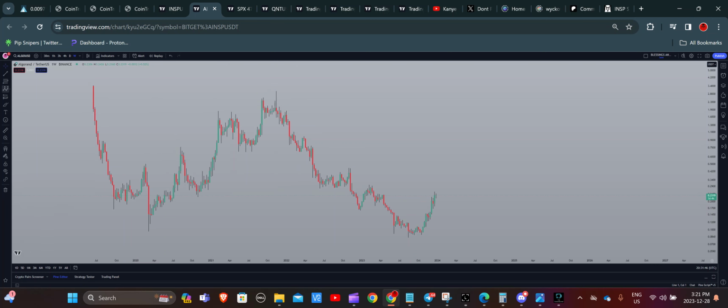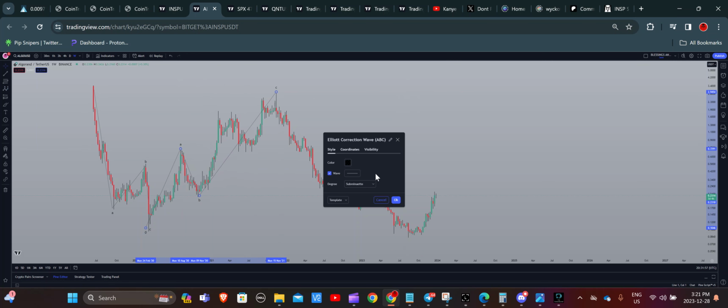Let's do a top-down analysis over here for quant. So what you have over here is an ABC correction down. You then have an ABC correction to the upside. And let's make this of the micro degree.